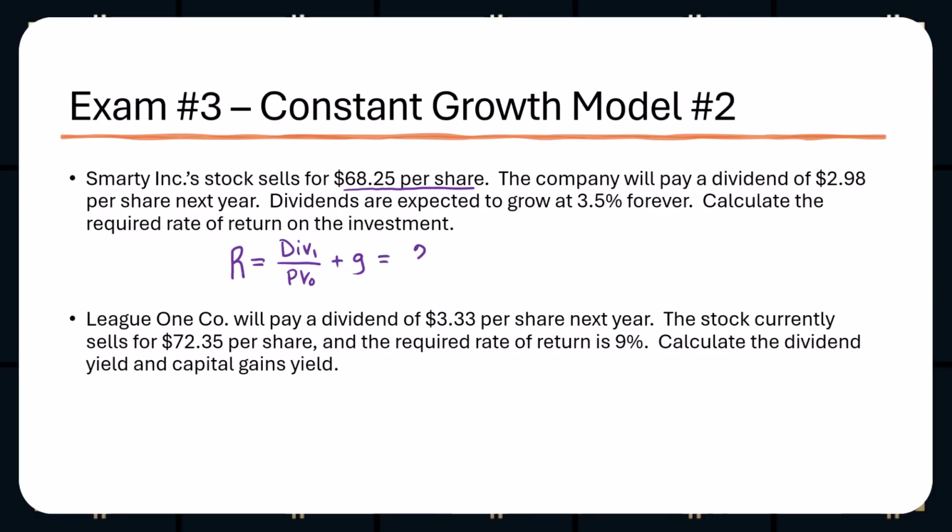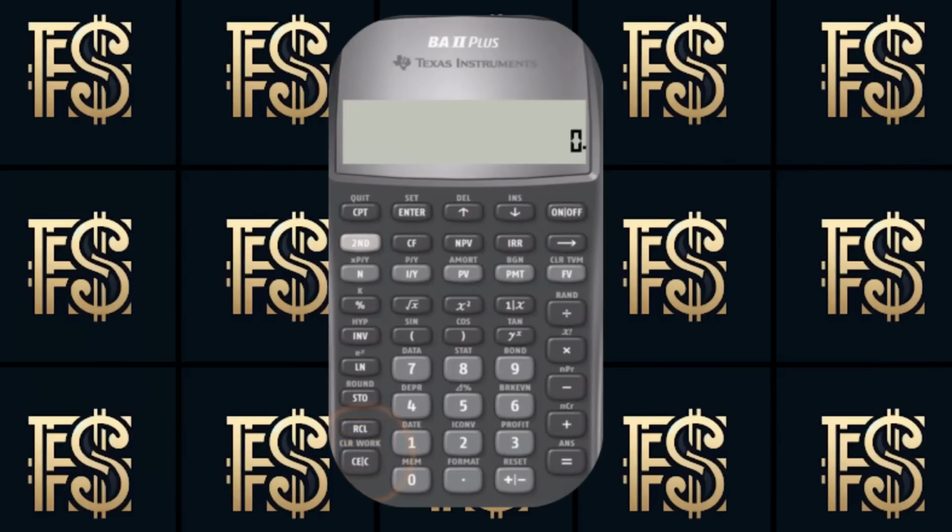So we can take that next dividend of $2.98, we'll divide it by the $68.25 price per share. We will then add back the dividend growth rate of 3.5%, and that will give us the required rate of return on this investment. So $2.98 divided by 68.25, and we add back the 0.035 dividend growth rate, and we find that the required rate of return on this investment is 7.87%.